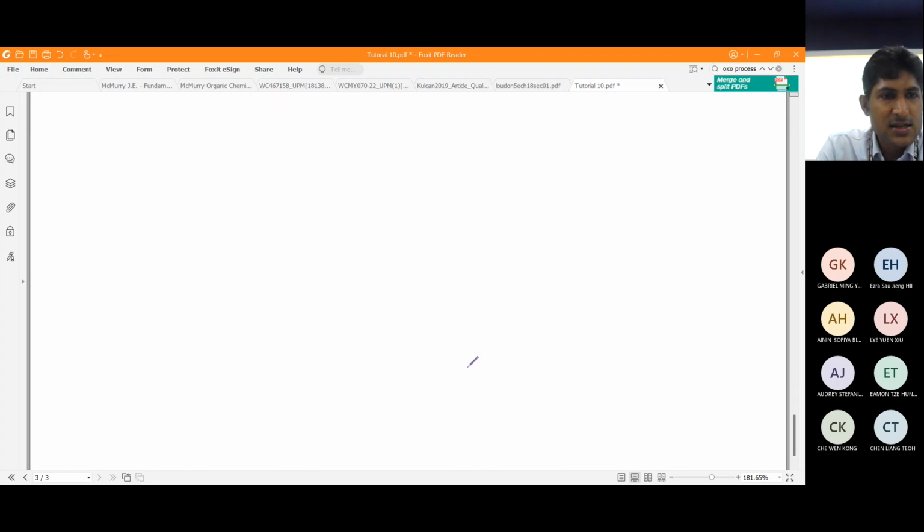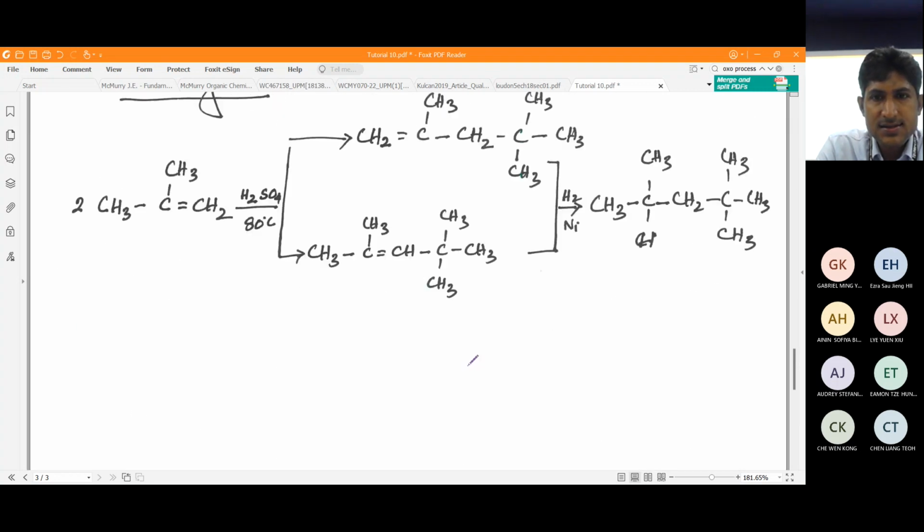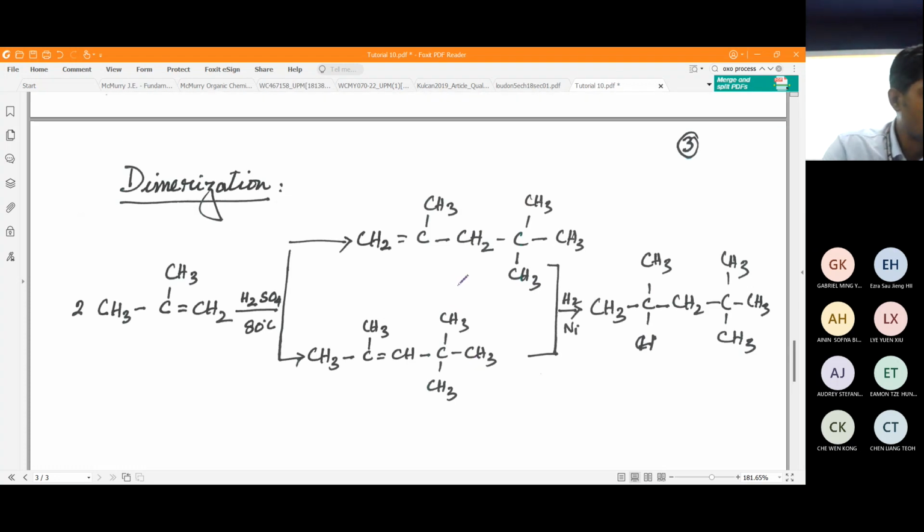One of the interesting reactions, in these last two reactions, that is occurring is dimerization. Is there any question so far?